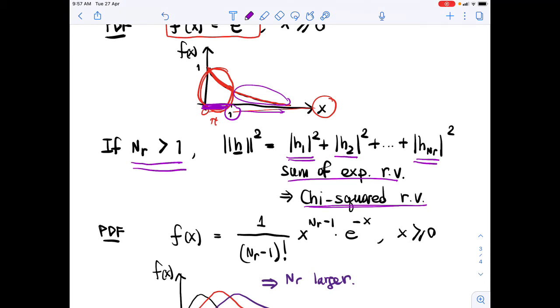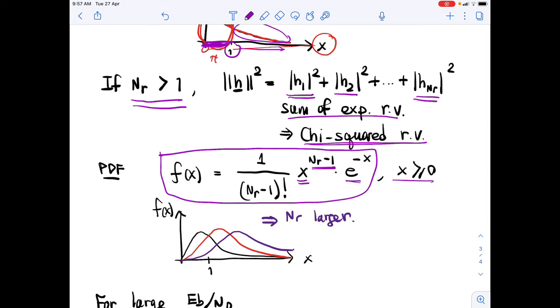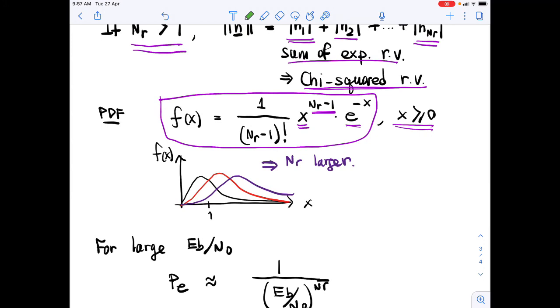So what is the PDF of this chi-square random variable? It looks something like this: 1 over (nr minus 1) factorial. Remember, nr is the number of receive antennas. x raised to the power of nr minus 1, multiplied with e to the power of minus x. So x is only going to be bigger than 0. Now let's plot this.